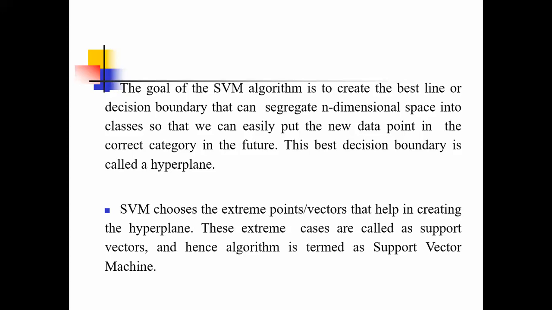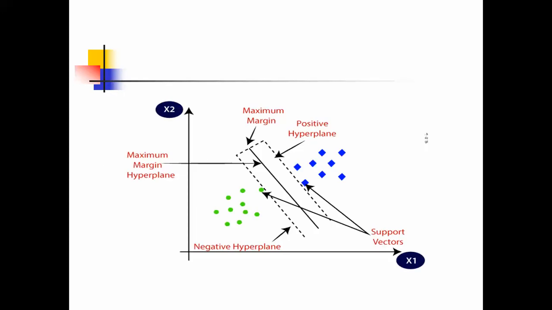The points near that hyperplane, we call support vectors. Why did we name it support vector machine? We consider the nearest points which are close to the hyperplane, and we call them support vectors. That's why we name this algorithm support vector machine. If you observe this diagram, you will clearly understand what we discussed up to now.